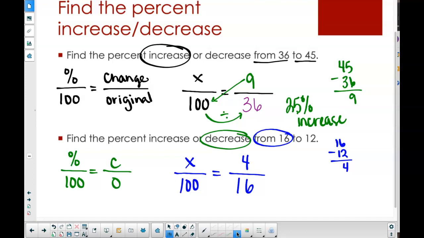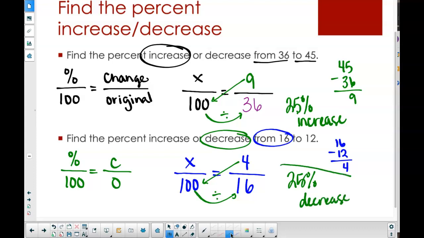Okay, if we solve this, 4 times 100 divided by 16, you should have gotten, what'd you get? 25%, but this time it's a decrease. So it's a 25% decrease. You okay with that?